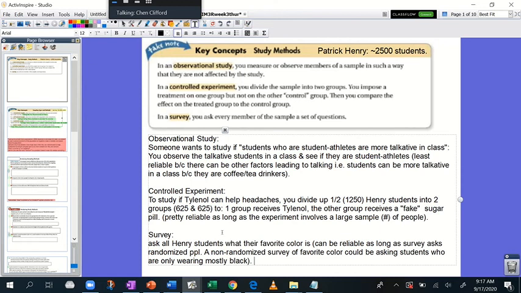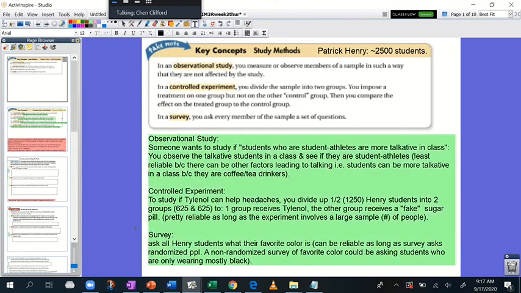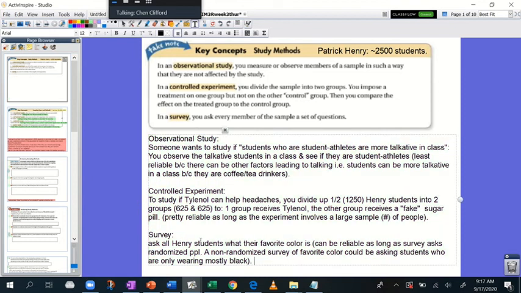Now, survey. I would say it's in the middle in terms of reliability, and I wouldn't even say that. Surveys can be reliable, as long as you ask people in a random manner. Let me explain that. Let's say that you're trying to figure out what Henry students' favorite color is, what the favorite color at Henry is.